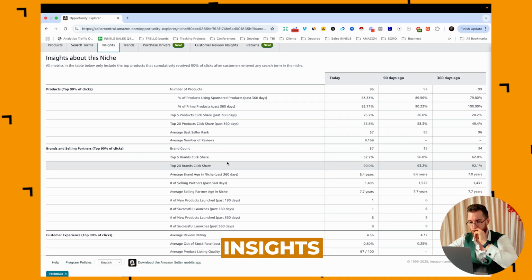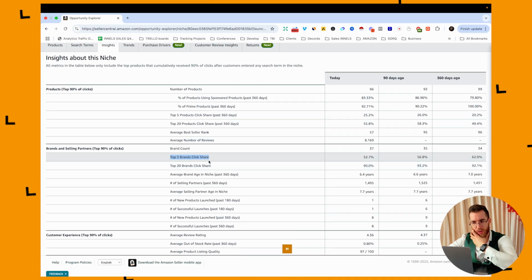What I recommend looking into, for instance, is this one, top 5 brands click share. We can see that for protein bars, the top 5 brands are getting almost 60% of all of the clicks that are happening for this category. This is an important metric for you to look into, because in most categories, you really want to go into a category where it's not like 80 or 90% by the top 5 brands. So you have, as a new seller, more chances of succeeding and taking some of that.